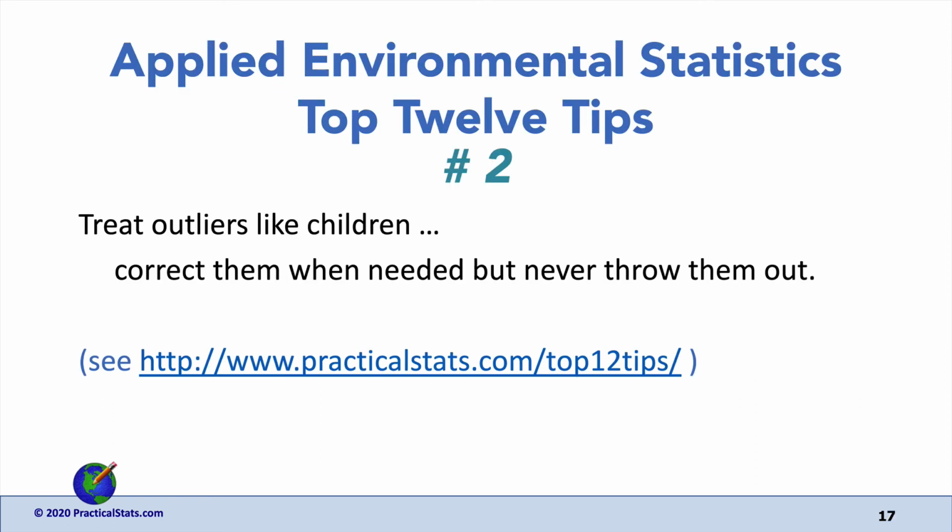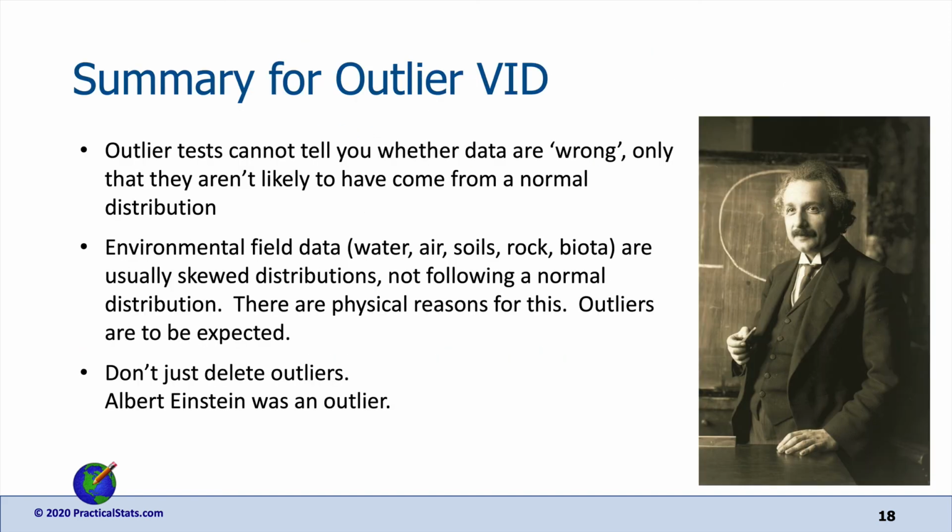Remember our top 12 tip number 2 from the Applied Environmental Statistics course. Treat outliers like children. Correct them when needed, but never throw them out. In summary, outlier tests cannot tell you whether data are wrong, only that they're not likely to have come from a normal distribution. Do not use them to throw away data. Do not use them to define bad, quote-unquote, data.